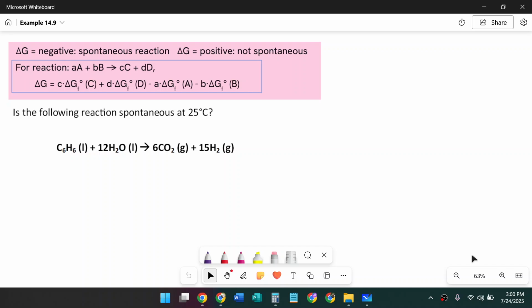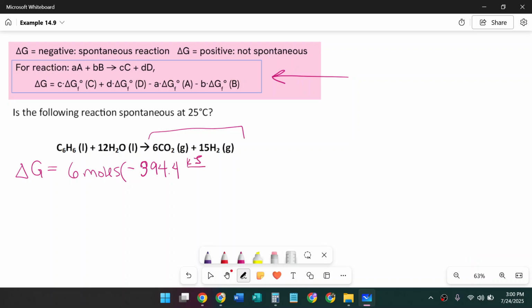Just like the other ones, this equation has products first being added and then subtracts the reactants, and they're all multiplied by their coefficients. So let's get started. Here are our products. The change in G is 6 moles of carbon dioxide, and the standard Gibbs free energy for that is in the second column, the second one down, negative 394.4, and that unit is kilojoules per mole.